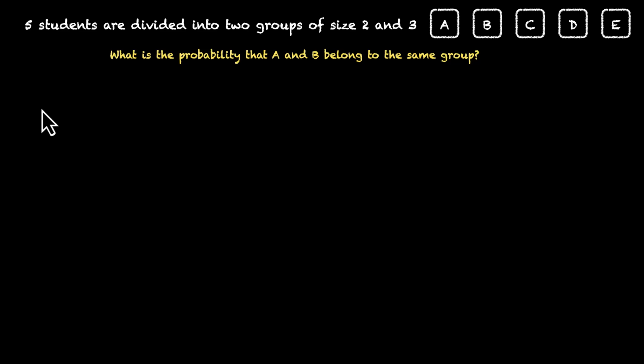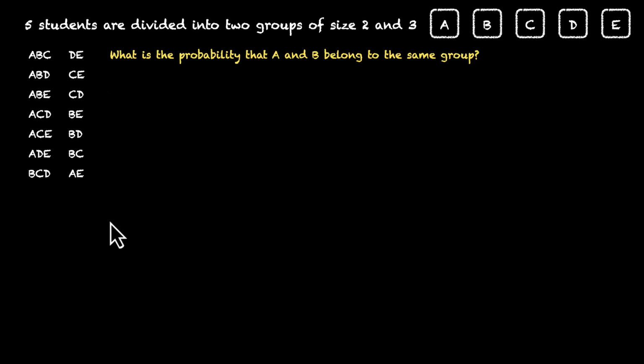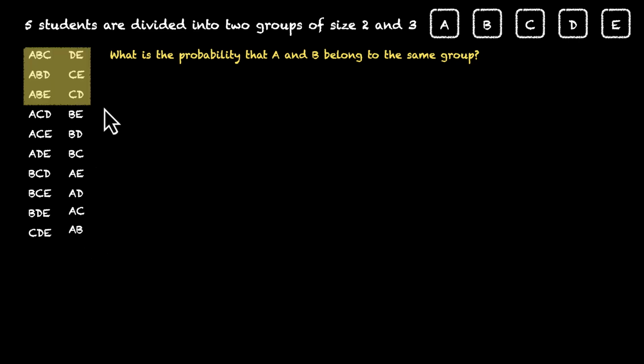The first one could be A, B, and C. That's one group. And D and E, that's the other group. This is actually favorable for us. In this one, A and B do belong to the same group. And we can list down all 10 of them and see where we have A and B in the same group. We have A and B in the same group in the first 3.